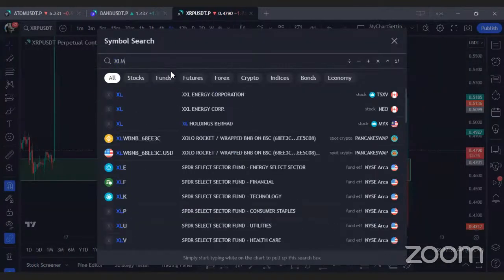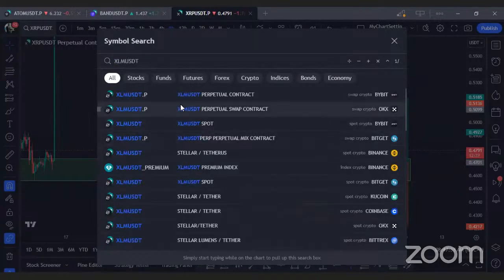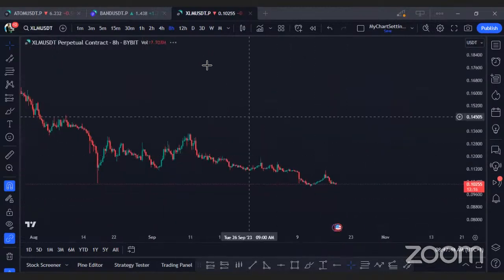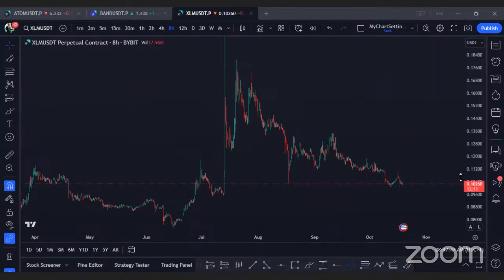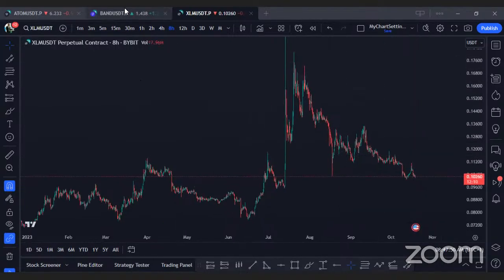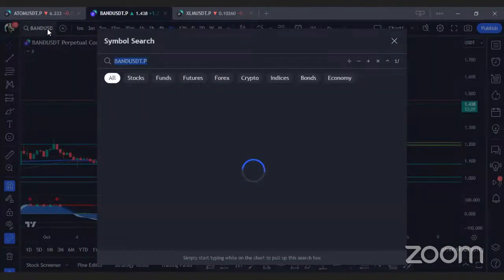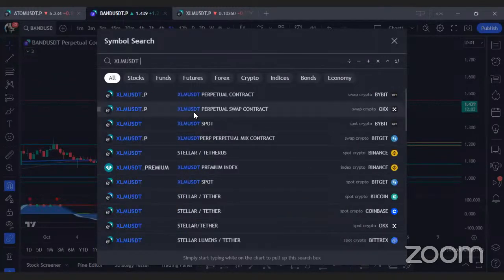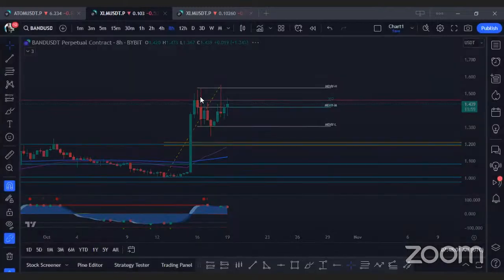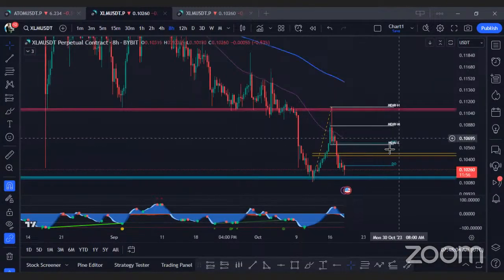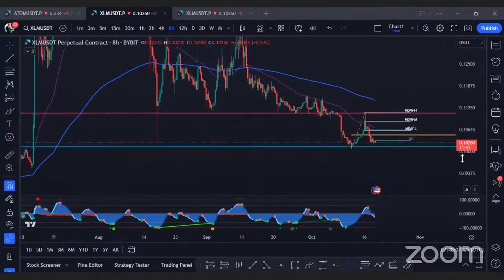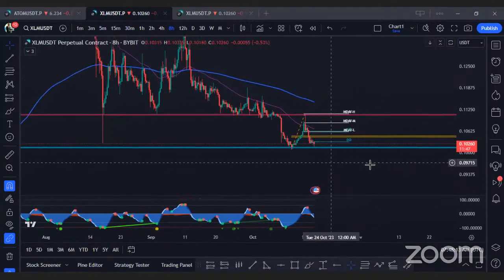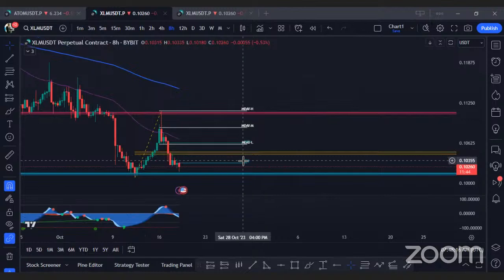Then XLM USDT. Let's see. Don't worry, I will look at all your tokens, guys. I will check all of them. XLM, look at that, guys. Let me use my indicator. Yeah, it's sitting at that support level, guys. Support on the 8 hours time frame.